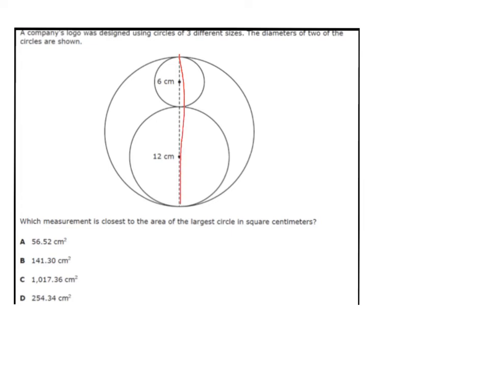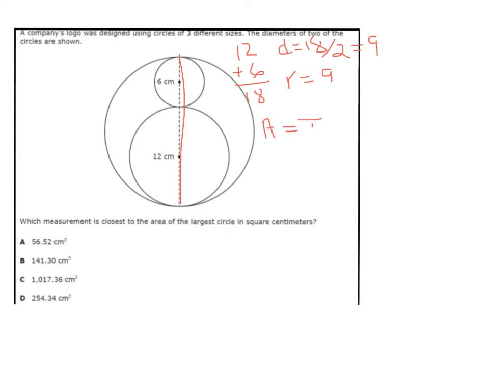So all the way across the larger circle, we have 12 and we have 6, which gives us a diameter of 18. Then we can use that to find the radius, which is half of the diameter. So our radius is equal to 18 divided by 2, which is simply going to be 9. So our radius is 9 for the larger circle. Okay, so we use that in our formula.